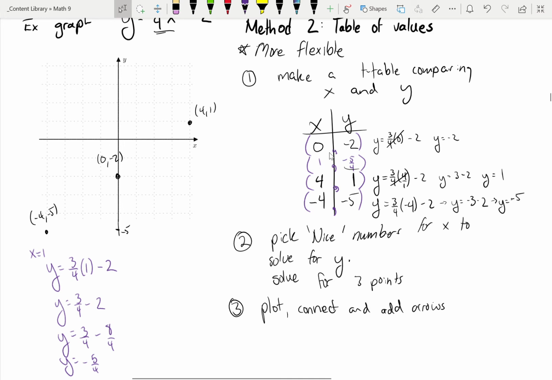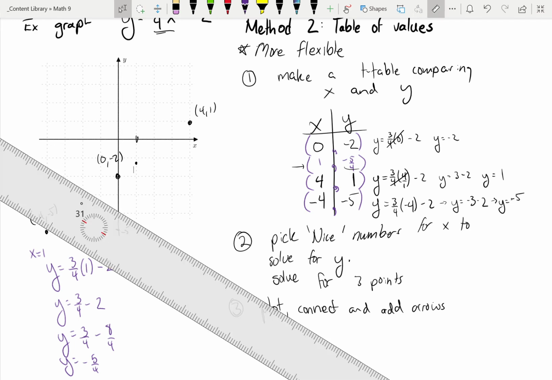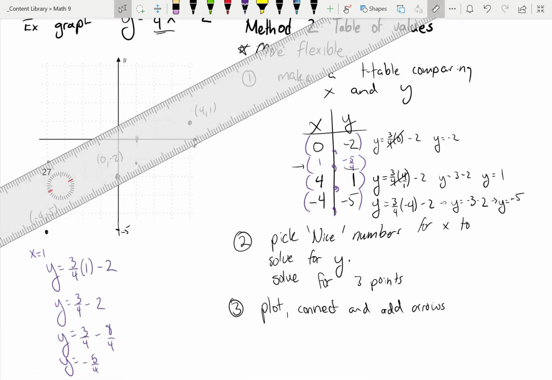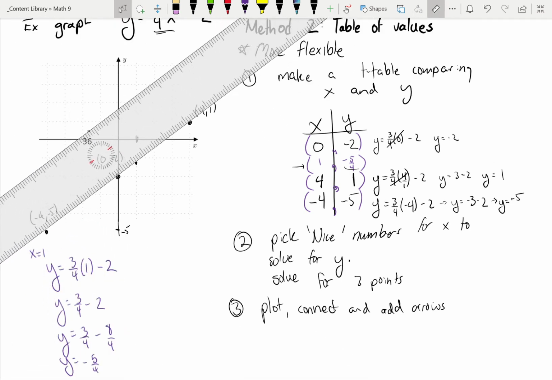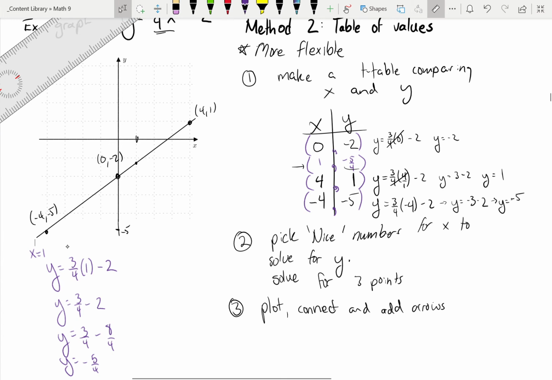And then lastly, if I try to plot this one, I have 1 and then -5/4. So this is -4/4, so 5 out of 4 would be like a quarter of the way down. And you can see here that if I have my ruler, these almost perfectly line up. The only one that was a little bit off was my point down here that I had to make.